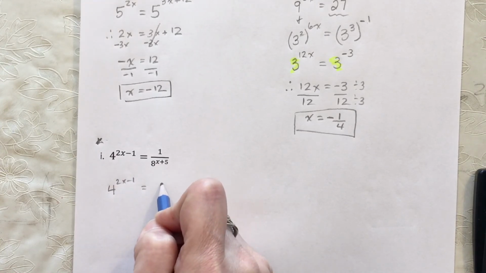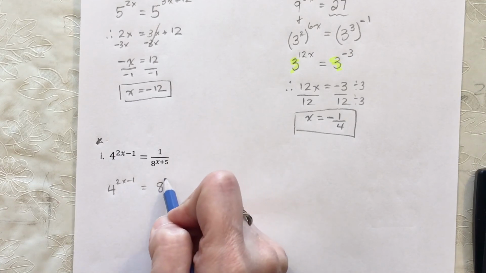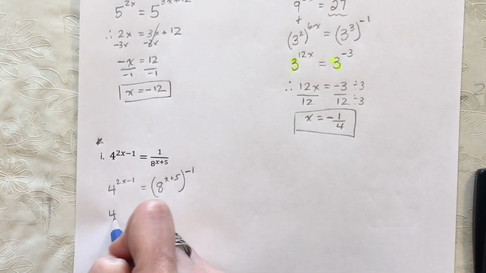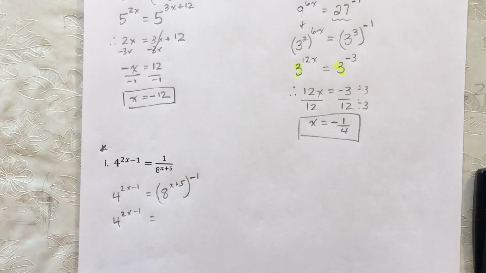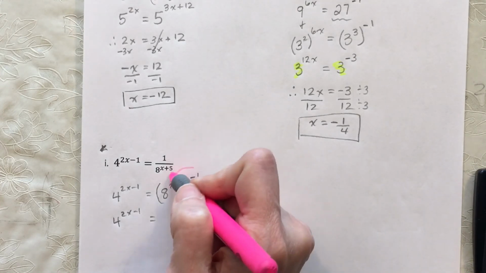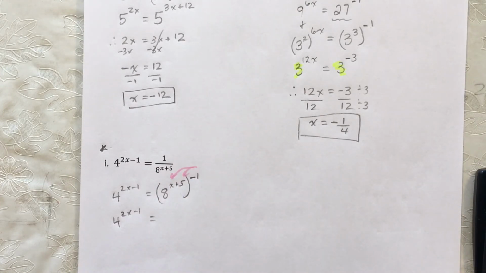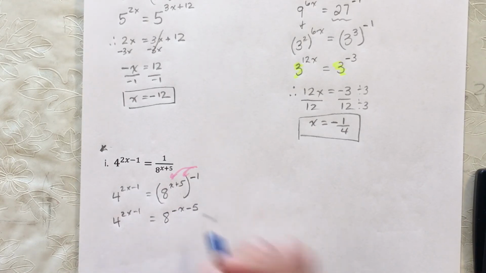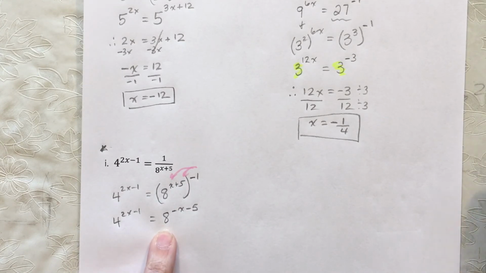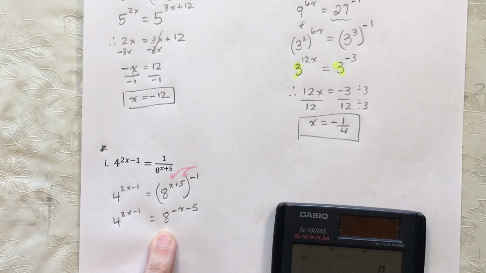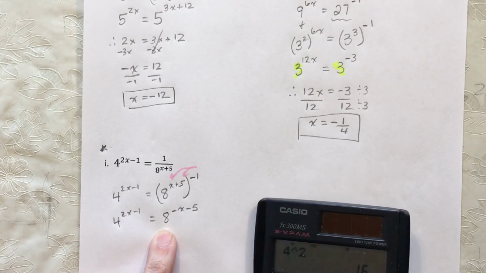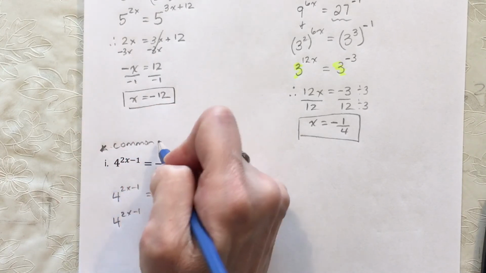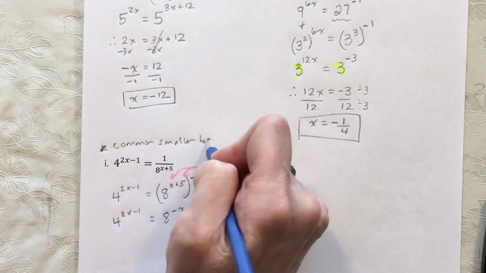So the first thing I want to do is bring the 8 up to the top, but then it's going to have to be to the exponent negative 1. So before I do anything else, I want to deal with that exponent negative 1 by distributing it. So that's going to make it 8 to the negative x minus 5. So again, I'd be trying to get a common base of 4, but 4 to the power of 2 is already bigger than 8. It's 16, so there has to be a common smaller base. And that's going to be 2.